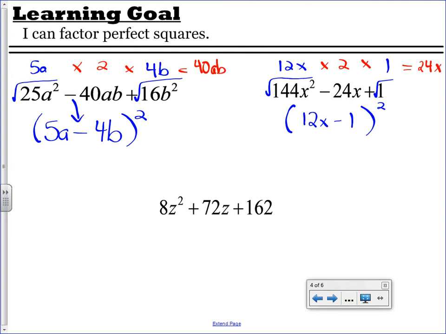Okay, let's go to this third example here. Can I take the square root of 8? No? We get a decimal. Can I take the square root of 162? No, I get a decimal. But what do you notice about these three numbers here? What do you notice? What's something that we can do? What can I factor? Is there a common factor there?